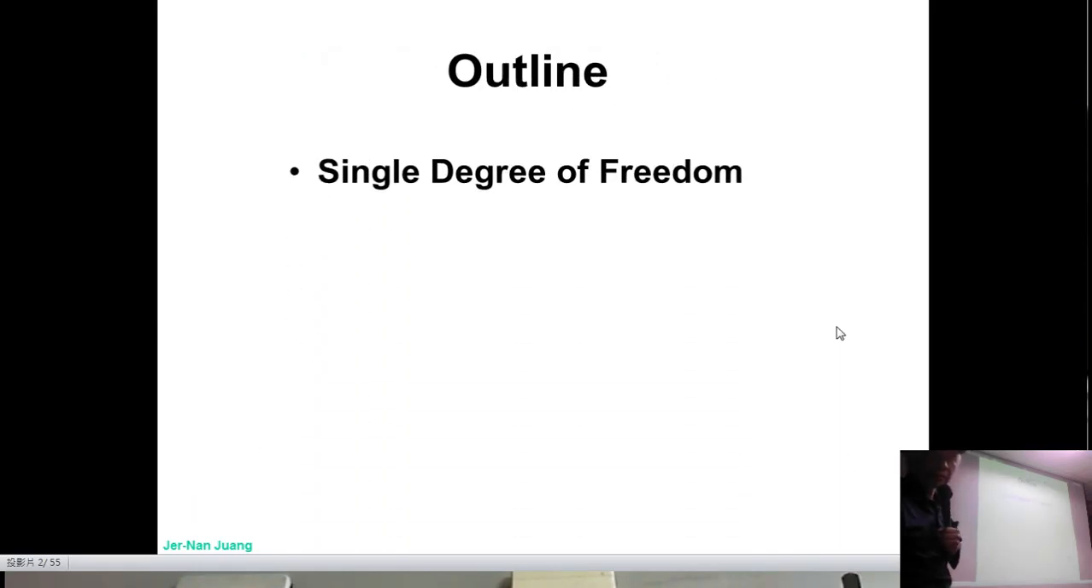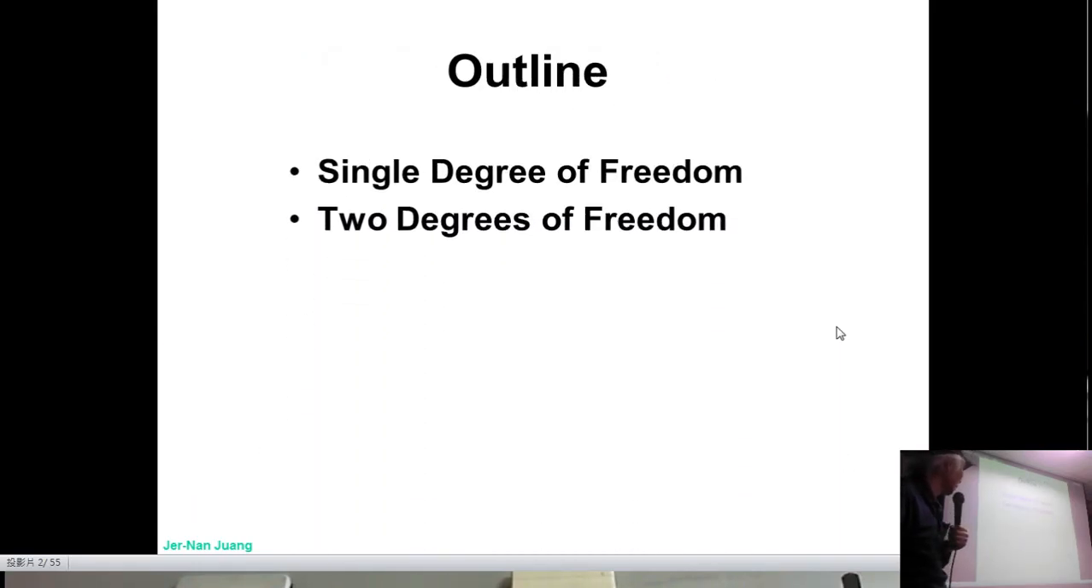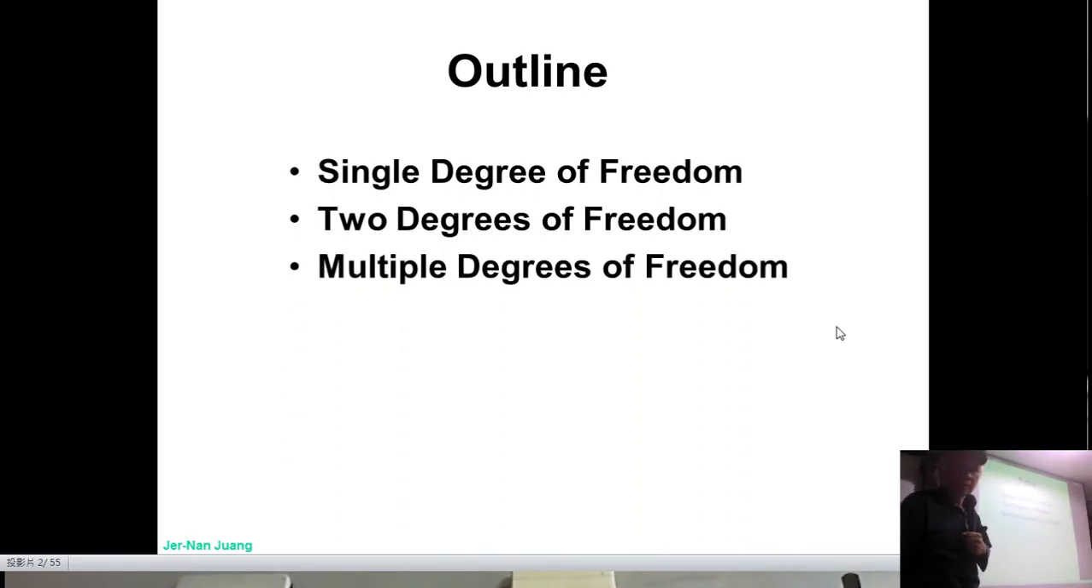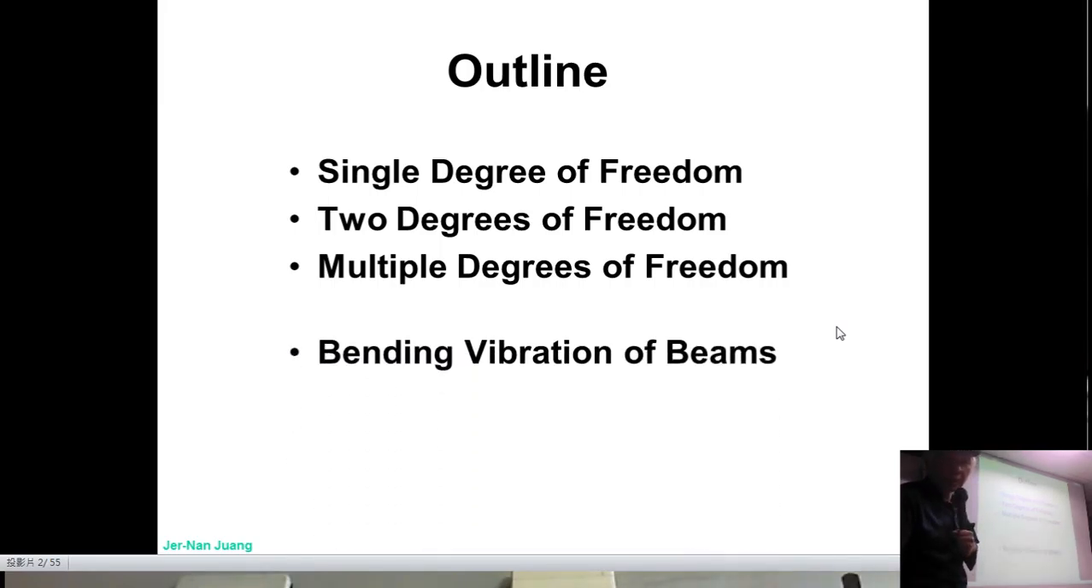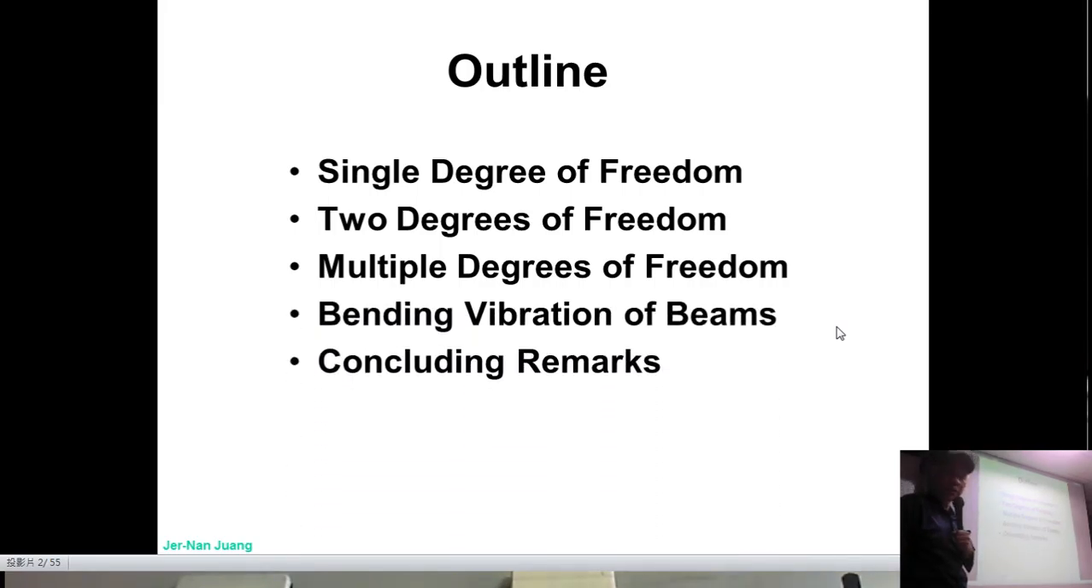The outline, I will talk about the single degree of freedom first, then 2 degree of freedom. Then I continue to talk about multiple degrees of freedom. However, the bending vibration of beams, I may not have time to do it, and I may not talk about that subject.